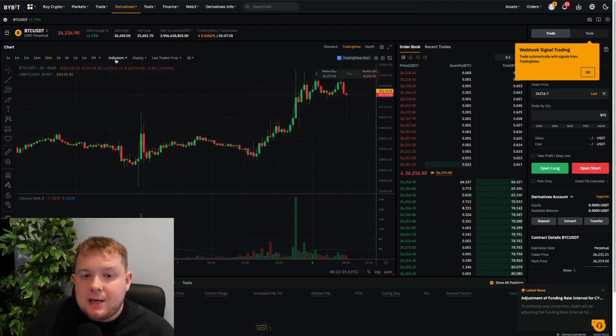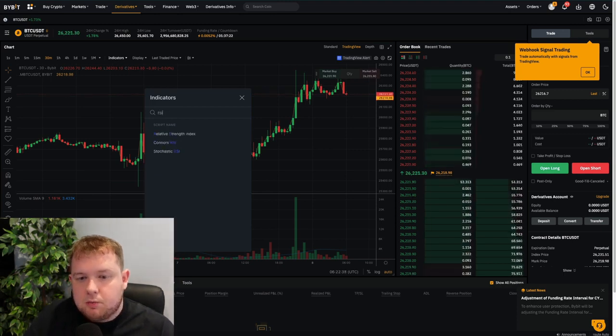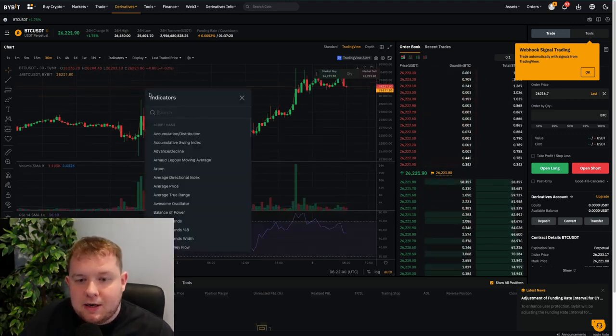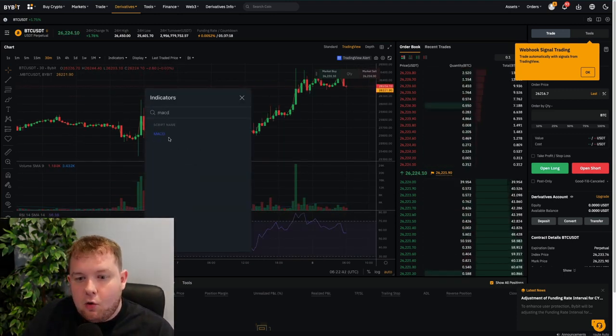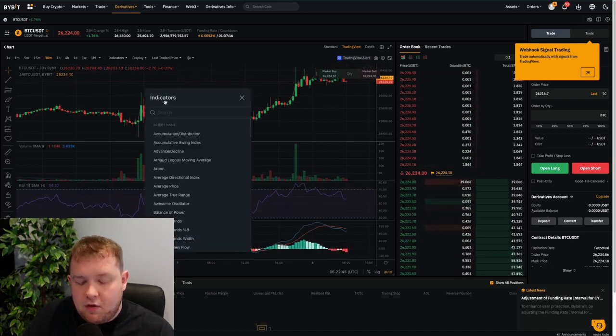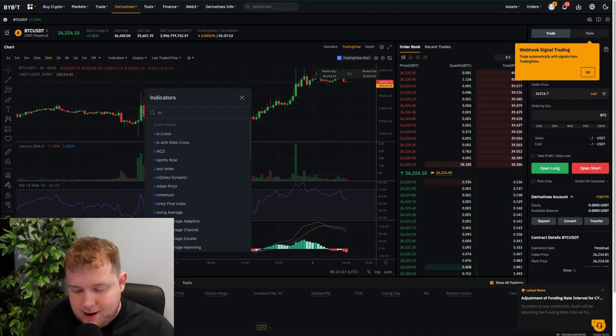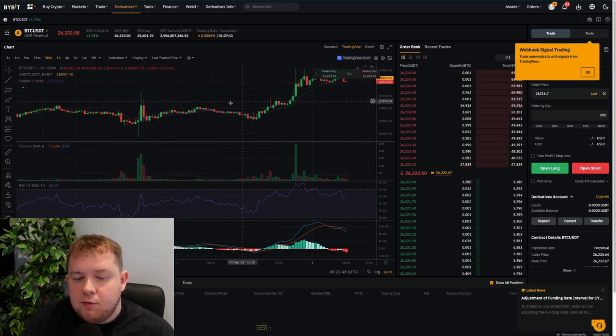So let's go ahead and get these indicators on the graph right here. So let's start with the RSI right here. Let's go here and type MACD right there. And let's go ahead and put the SMA on the chart right here, smooth moving average.